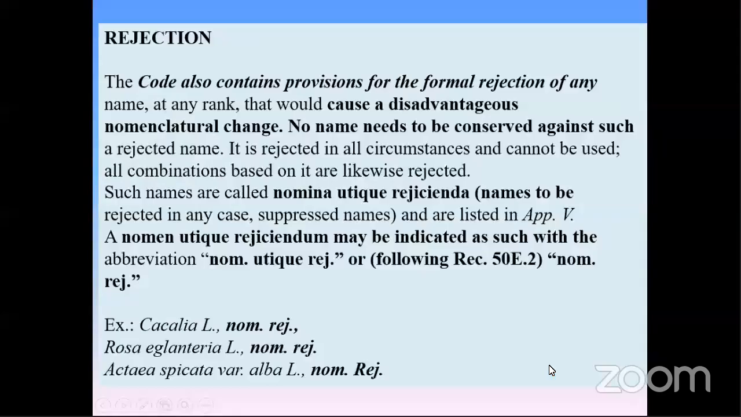Yeah, it's a rejection. Several names are rejected because of superfluity and many other reasons, or because it was not published properly. Many names are rejected. So rejection is also there. Next, they will put the symbol REG, meaning rejection, rejiciendum. Next, next. Or directly go to conclusion.